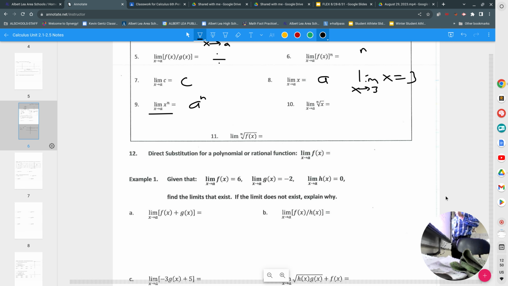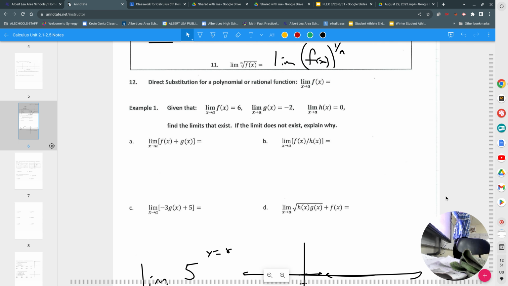If you have a radical, you could simply plug in a and you get the nth root of a. And remember that the nth root is the same thing as the limit of the function to the 1 over n power. So in many situations, if you want to evaluate a limit, all you need to do is plug the x value into the function. So direct substitution for a polynomial or rational function, you can simply substitute a in and you get f of a. Sometimes they don't work like that, but sometimes they work quite nicely in that way.